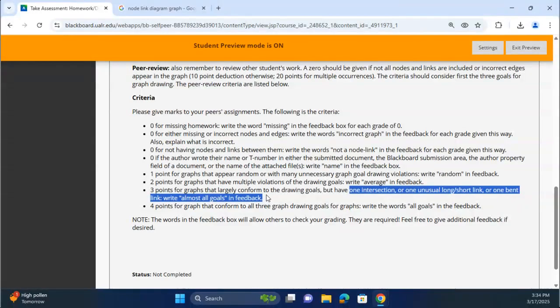So just follow the criteria on this, regardless of whether the graph is planar or not, whether you can do it without an intersection or with an intersection. If there is one intersection and only one, that's a 3. The other thing I want to point out: if one of the edges is longer or shorter than the rest, it's also a 3.